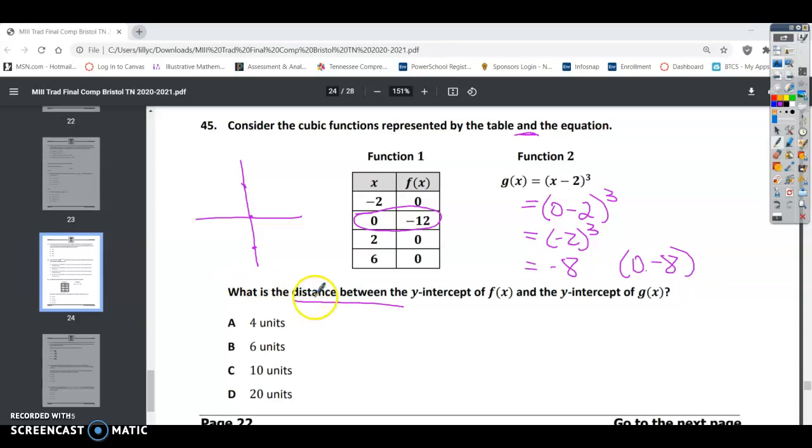All right, so it says, what is the distance between? So what is the distance from negative 12 to negative 8? That would be 4 units. All right, so if we look over here, our answer is A.